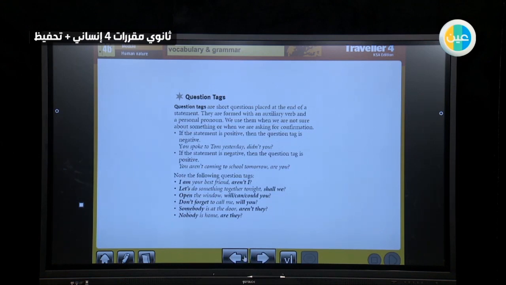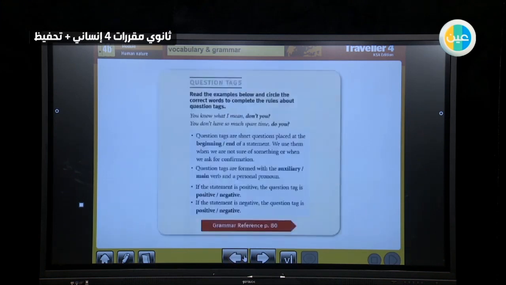So let's go back to the grammar here, question tags. You know what I mean, don't you? This is a positive statement, so the question tag is negative, don't you? You don't have so much spare time, do you?